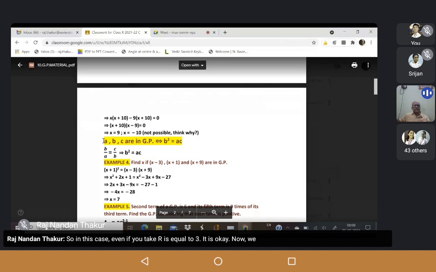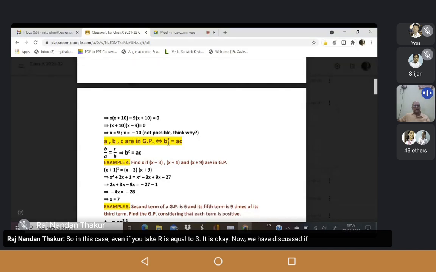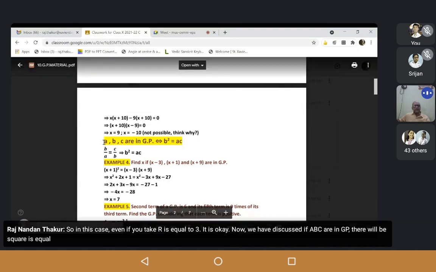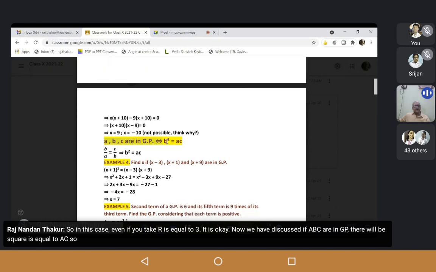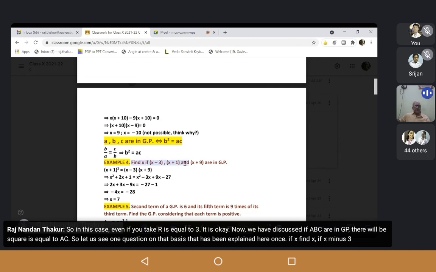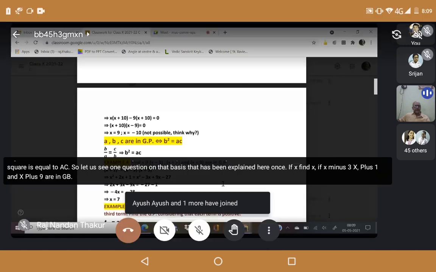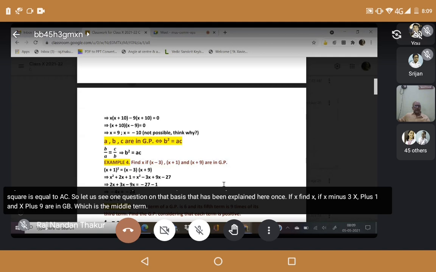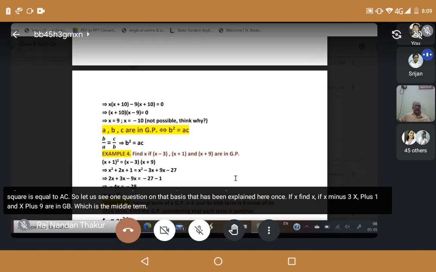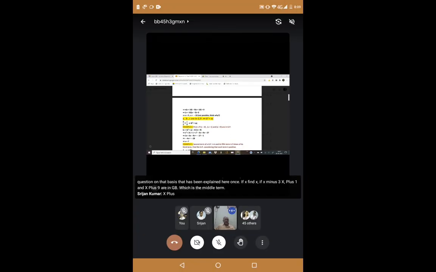Now we have discussed that if A, B, C, D are in GP, then B square is equal to AC. So let us see one question on that basis that has been explained here once. Find x, if x minus 3, x plus 1 and x plus 9 are in GP. Which is the middle term? X plus 1.